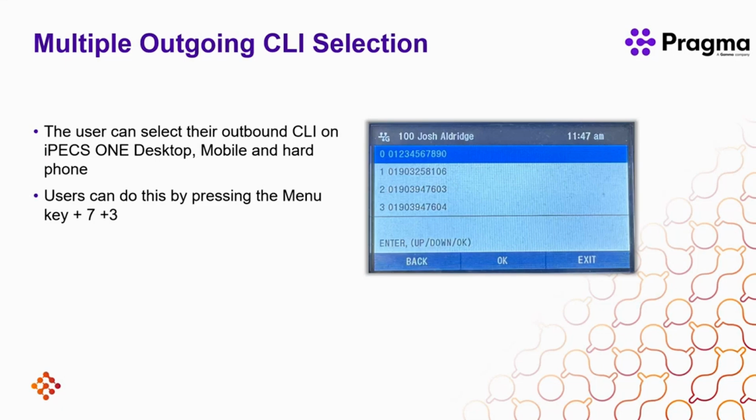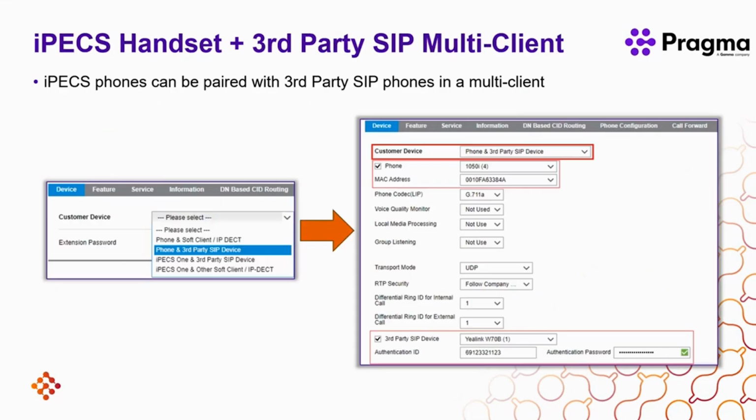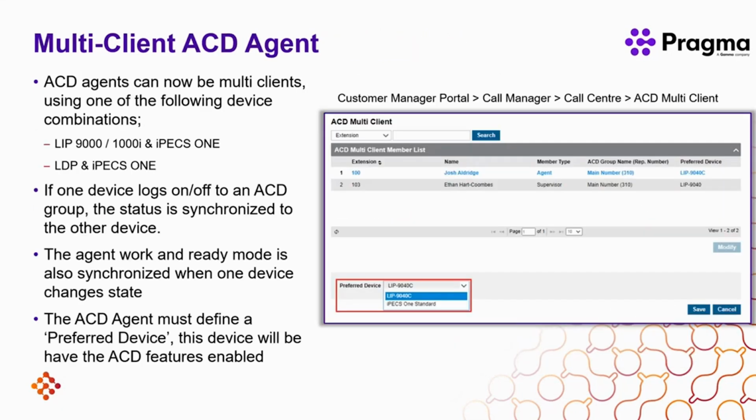Only the one device in an ACD, only one device as an ACD agent. So the other handset or the other device in that group would do nothing essentially. So it would receive normal inbound multi-client calls. I'll get to the right screen. So the multi-client would function as it does today. Both devices, iPECS 1 and the hard phone, will ring at the same time. But if it's an ACD call, only the preferred device would ring for an inbound ACD call. The other device would be idle.